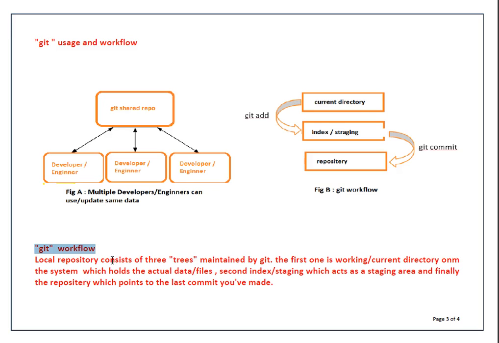Again, I'm explaining. A local repository consists of 3 trees maintained by Git. These 3 trees are: the current directory, the index or staging directory, and then the repository. The first one is the working current directory on the system, which holds the actual data or files. The second is the index or staging, which acts as a staging area. And finally the repository, which points to the last commit you have made. This is the last commit.